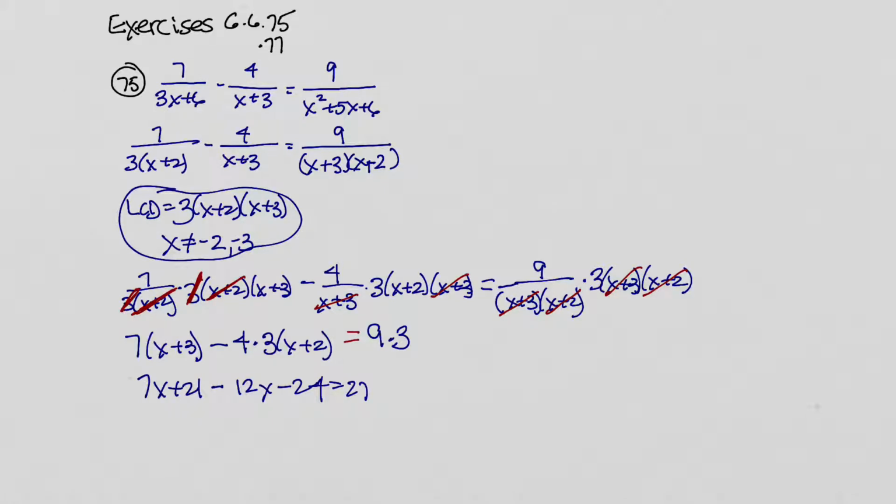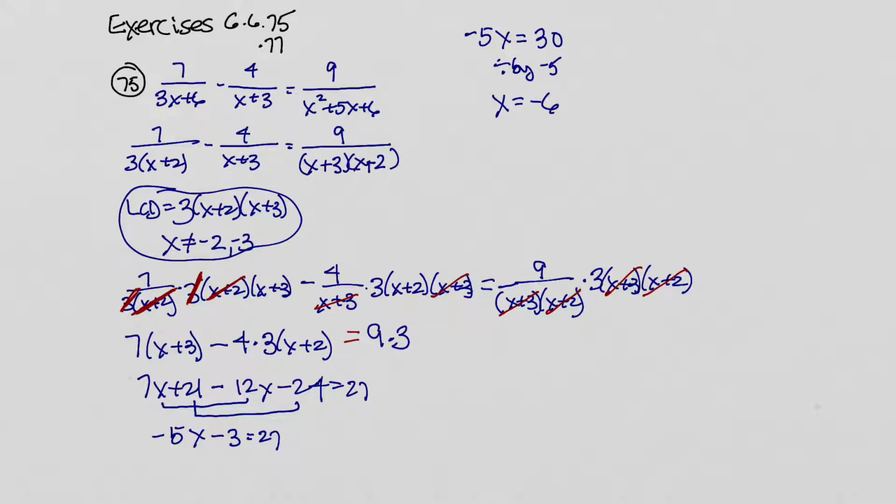And on the left side, you can see we've got 7x's minus 12x's. That'll leave us with negative 5x's. And then we've got 21 minus 24. Well, that's a minus 3, equals 27. Now I'll go up to the top right here. This is adding 3 to both sides. We'll get negative 5x equals, right, we're going to add this 3 to both sides, so that'll give us a 30 over on the right side. And now we're going to divide by negative 5, so that'll give us x equals negative 6.